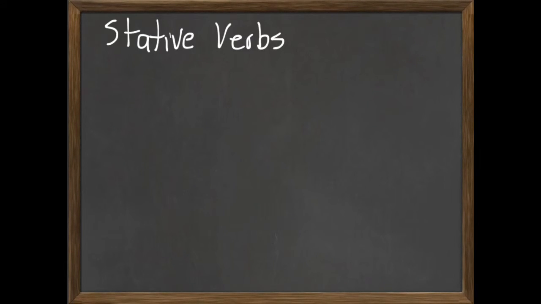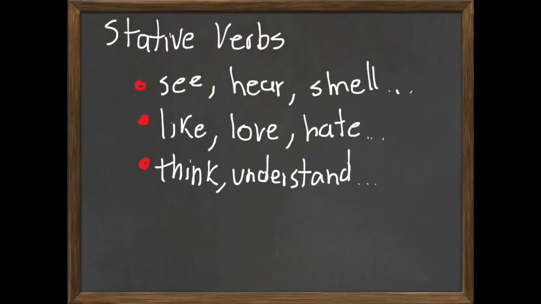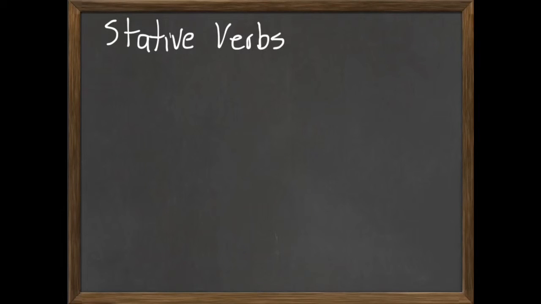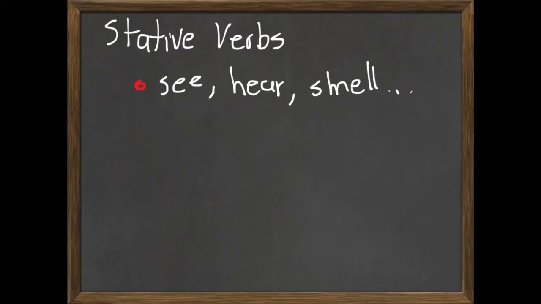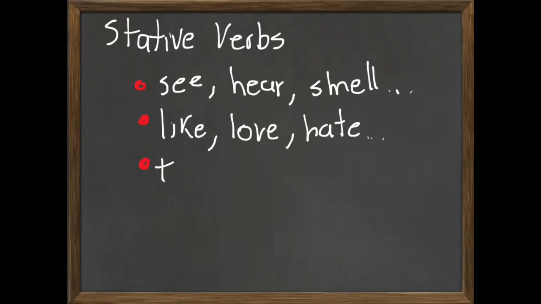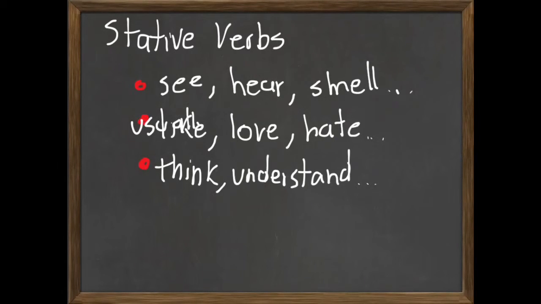Let's finish off this module, the grammar part, by looking at stative verbs. Stative verbs are not usually used in the present progressive. These stative verbs are feelings, like see, hear, or smell, which are senses. Feelings like love and hate, and things that happen in the brain, in the thought, like think or understand.